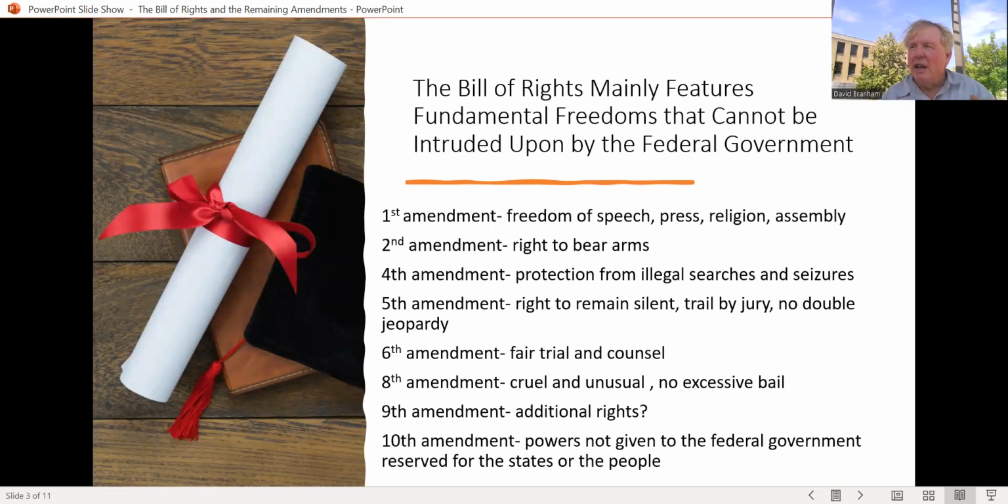Freedom of assembly, you're free to assemble and protest, but there are restrictions on that. For instance, you can't block a road. So there are restrictions on all these freedoms.